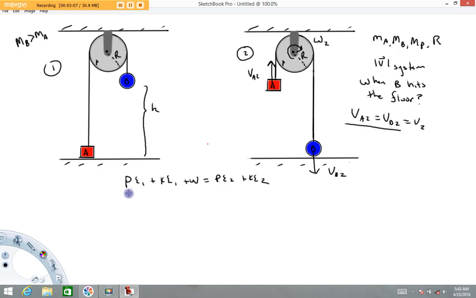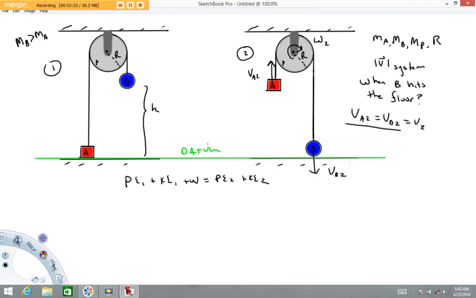Now we just go through it term by term, just like always. For the PE1 term, whenever we're dealing with potential energies, we have to define our datum. I'm going to define the ground floor as my datum. I'm going to put the datum in green. I like green. All right, so there's my datum.